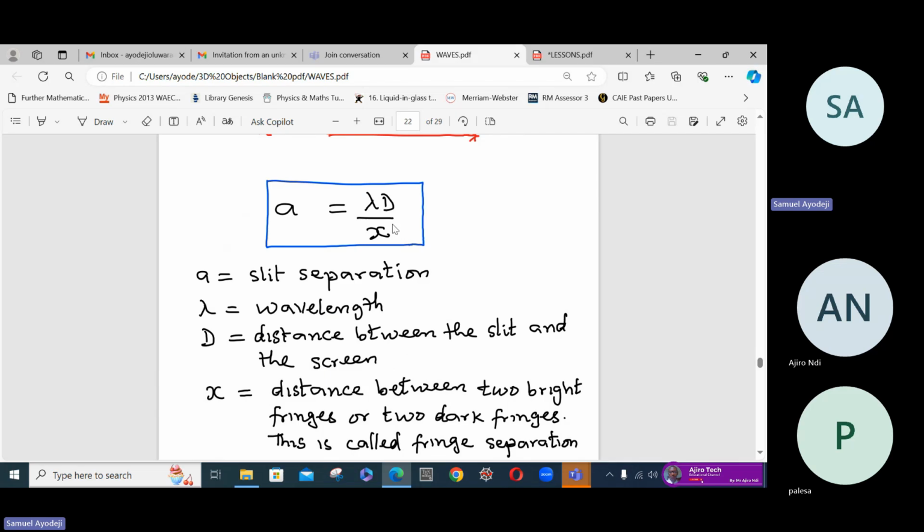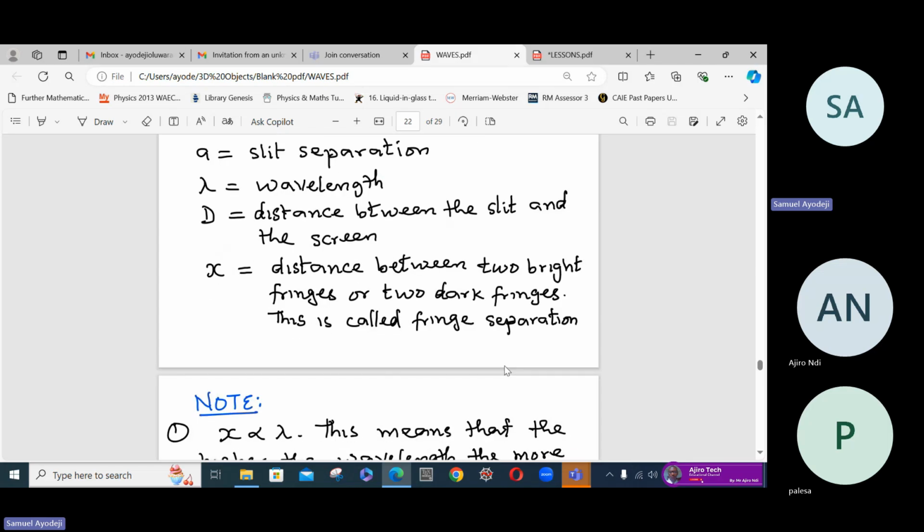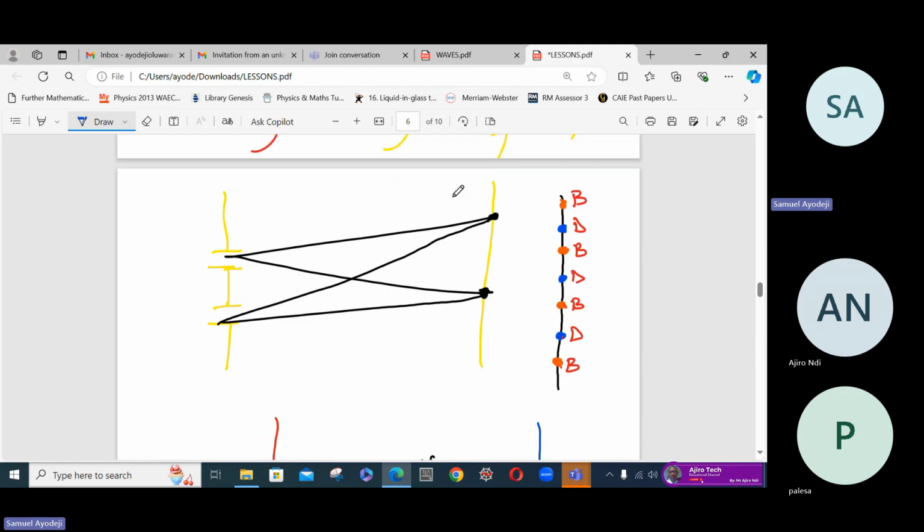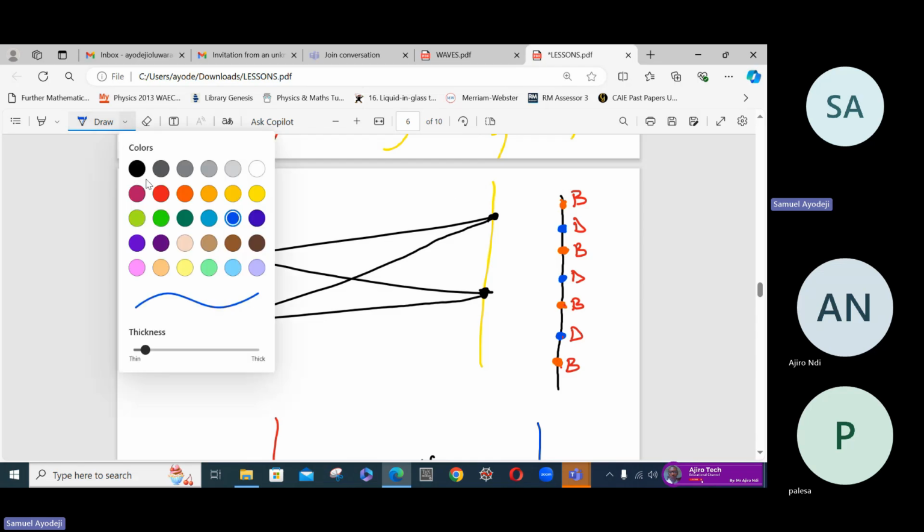X: you have the wavelength, the distance between the slits and the screen. Now this X, be careful with it: it is the distance between two bright fringes or two dark fringes. That is called fringe separation. Let me come back here. It is the distance between dark and dark, or bright and bright. Let me explain it better here.